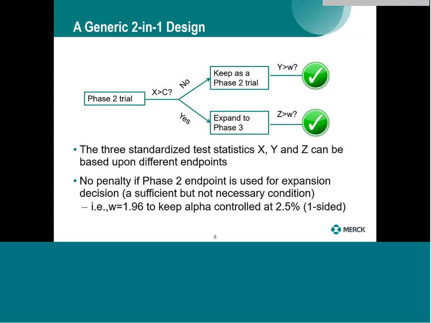And further, as I alluded to earlier, if you expand to phase 3, the phase 2 trial data that you used for the decision making can be included in the phase 3 final analysis. And the 3 standardized test statistics, X, Y, and Z, can be based on different endpoints. In the usual case, when X and Y are based on the same endpoint, for example, response rate, the type I error rate of this design is controlled, meaning that W can be 1.96 to keep the overall type I error rate controlled at 2.5%. And the requirement for X and Y to be the same endpoint is sufficient, but it's not necessary.